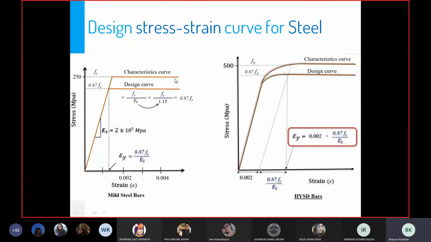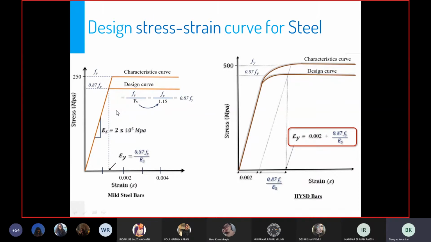This is the characteristic curve, the 5 percentile strain that we've seen. So that is this characteristic curve. This is a specified yield stress Fy. To obtain the design curve, we just divide the yield stress by our partial safety factor, which is 1.15 for steel, and then 1 upon 1.15 is 0.87, and therefore we get 0.87 Fy. So when we divide the characteristic curve by 1.15, we get our design curve.